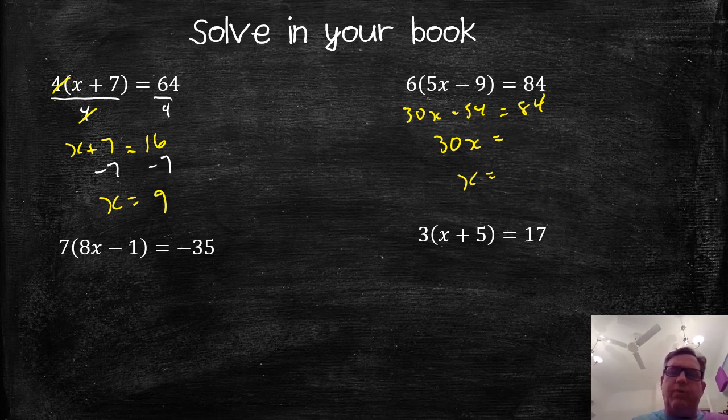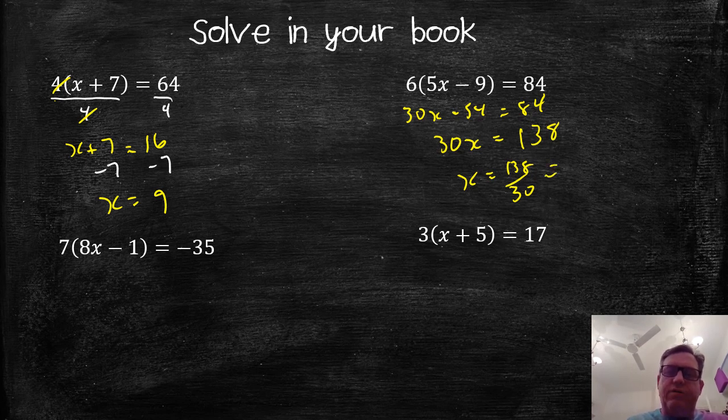So there was a problem in my working there, wasn't there? When I add 54, 84 plus 54 is 138. So 30x should equal 138. And then I'm going to divide by 30, so I get 138 over 30. Now, this can be simplified. I know 3 goes into both of them.